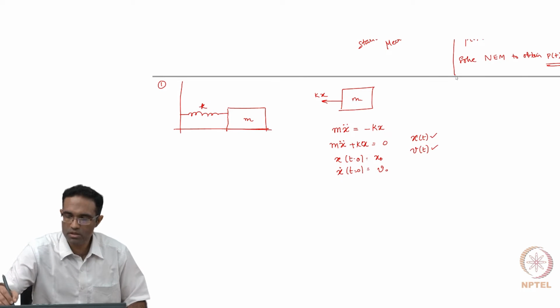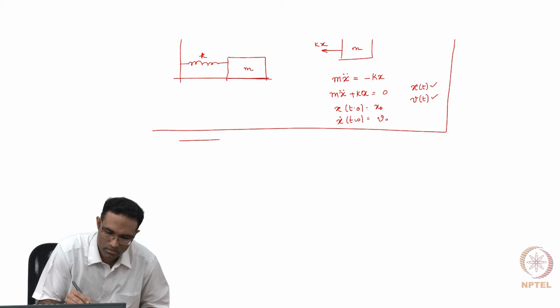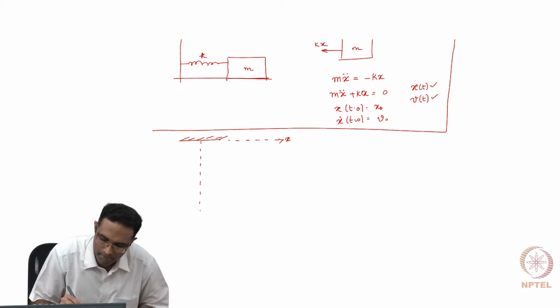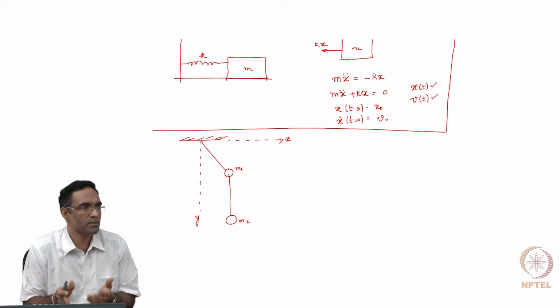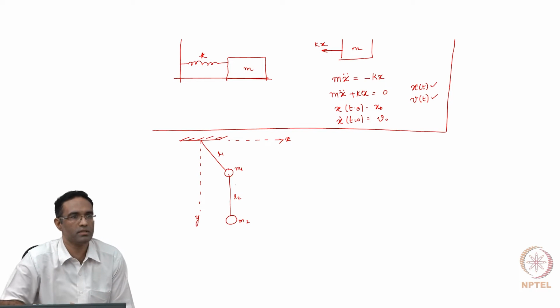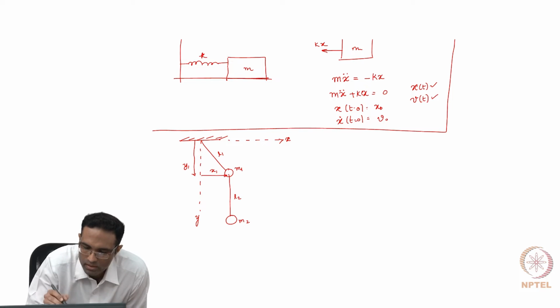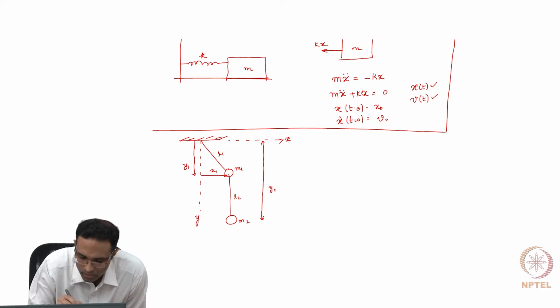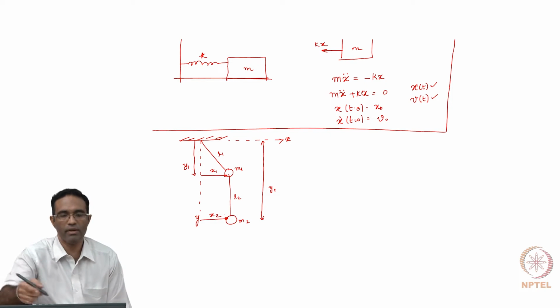Now, all our problems are not this simple. For example, if you take this problem, where this is a double pendulum problem. These lengths L1 and L2 are fixed, right? And this is going to be my x1, and this is going to be my y1, and this is going to be my y2, and this is going to be my x2, right?